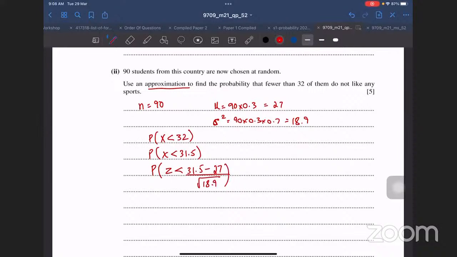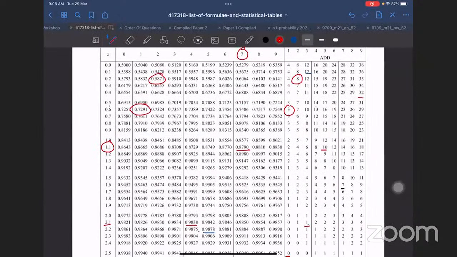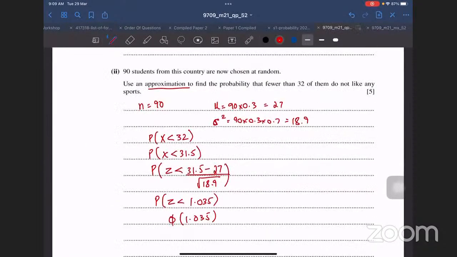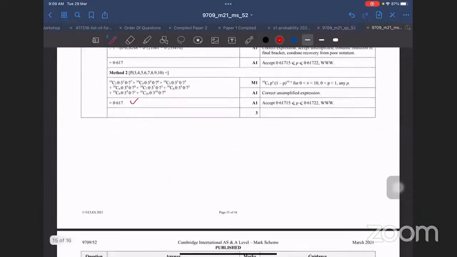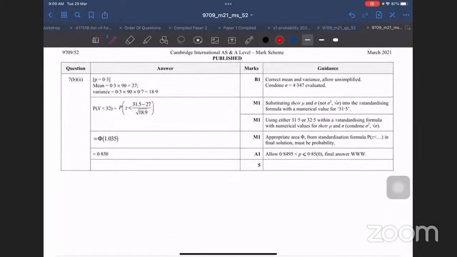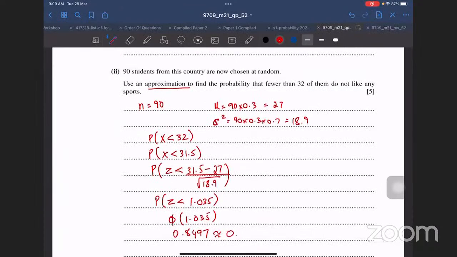So I get 31.5 minus 27 divided by 1.035, 1.08497. Okay, 1.08497 gives me approximately 0.85.